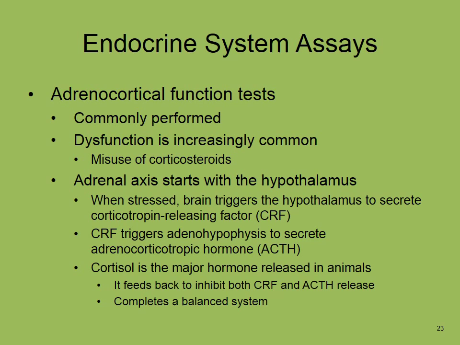So remember, the adrenal axis starts with the hypothalamus. It's kind of the boss. When it is stressed, the brain triggers the hypothalamus to secrete corticotropin-releasing factor, or CRF. Then CRF in turn will trigger the adenohypophysis to secrete ACTH, which is adrenocorticotropic hormone. And then cortisol is released as a result of that from the adrenal gland. It feeds back to inhibit CRF and ACTH release, and that makes it a balanced system. So the adrenals produce the cortisol, it goes back to the brain and says stop producing CRF and ACTH. Great, everything regulates itself.